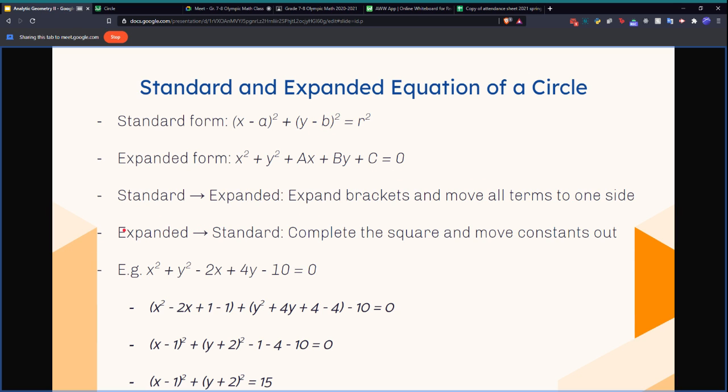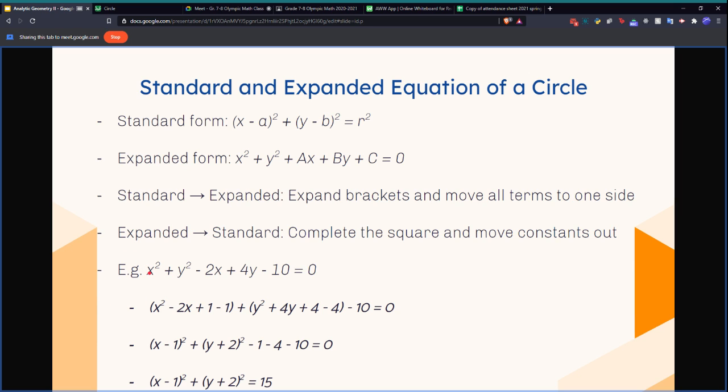But then let's look at how we get from expanded form to standard form. If you remember last week, we learned a technique called completing the square, where you convert an x squared expression into a perfect square. We'll go over an example of that right here. Basically, if you want to convert from expanded form back to standard form, you complete the square, and then you move all of your constants to the other side of the equation. You see r squared is over here. So let's look at an example of that.